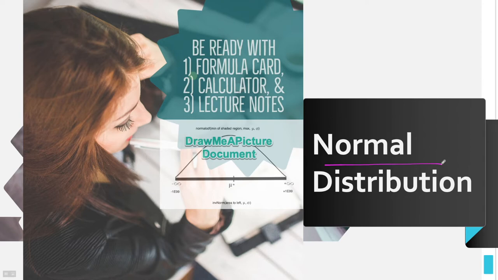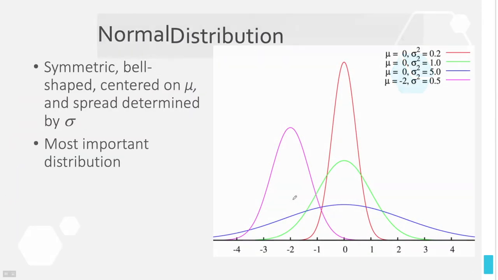Be ready, as always, with your formula card, your calculator, and your lecture notes for this chapter. There is where you find your lecture notes in D2L, under the content. You can also find this document. It's called Draw Me a Picture, and it also has normal CDF and inverse norm in the name to help you know when to use which calculator function and what to plug into those functions to help you get the answer. So we'll talk in detail about this, and we will use this document as we go through this video. So be sure to have all four of those things ready. If you want to pause now to grab that document and print it, you can. We'll just go ahead and talk about the normal distribution.